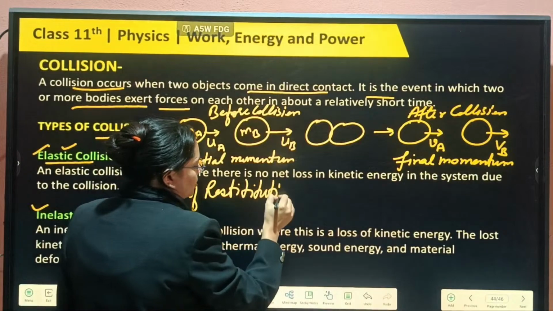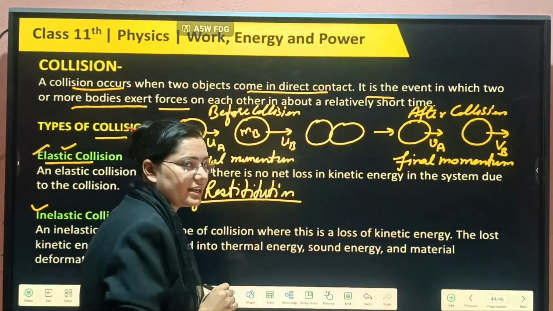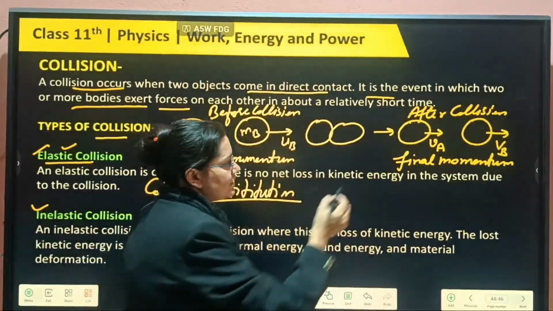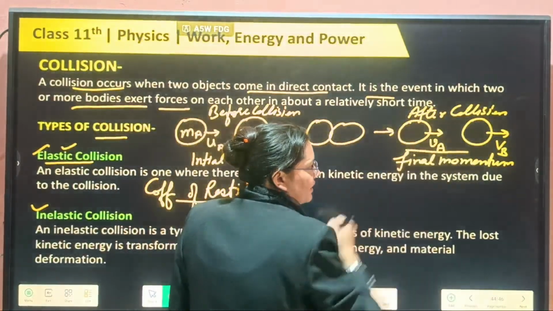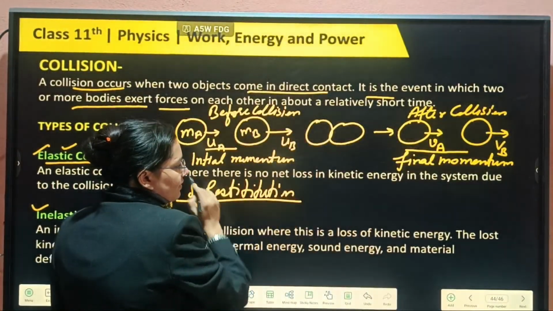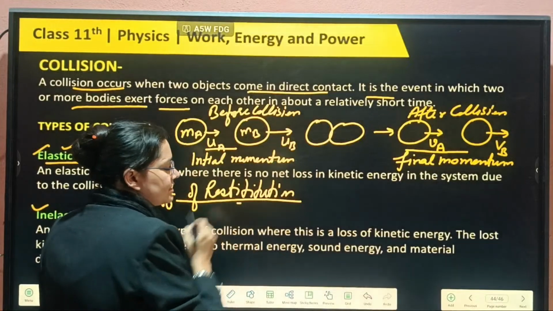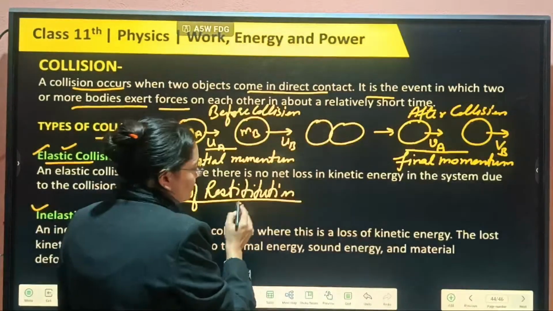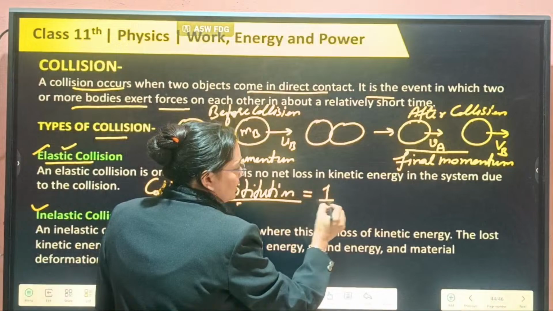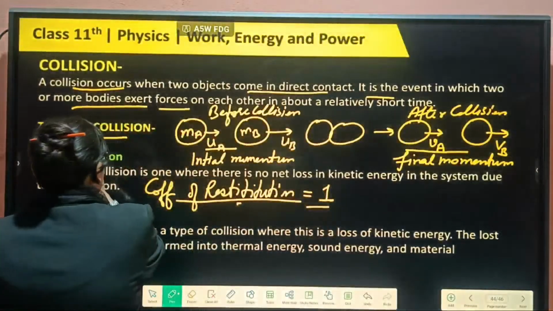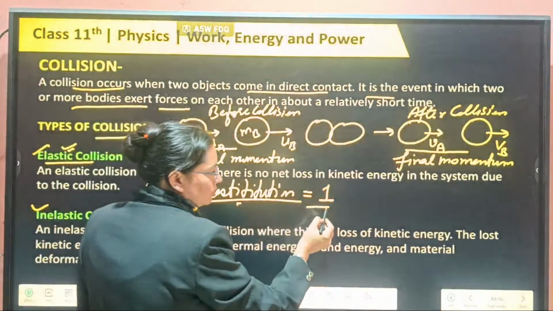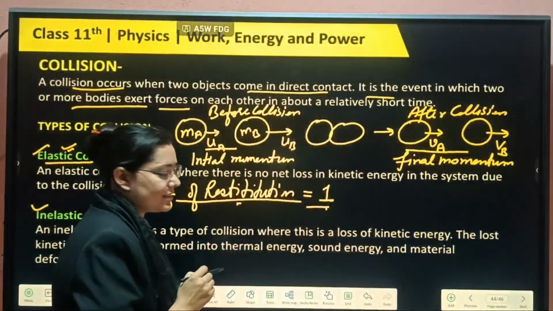Coefficient of restitution. What is coefficient of restitution? That is a ratio of the change in final velocity. How much change in the final velocity to the initial velocity? That ratio is known as the coefficient of restitution. If this ratio is equal to 1, then we can say this collision will be elastic. If not equal to 1, then we will call it inelastic collision.